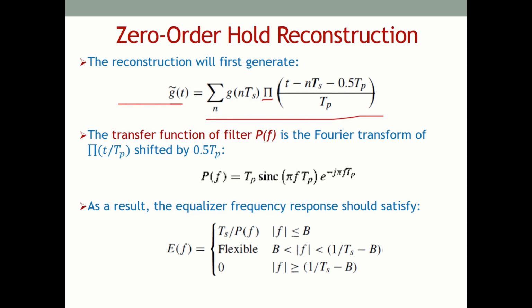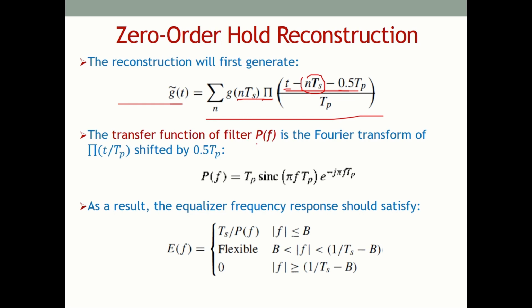Previously we had a delta here for impulse train sampling, but now we have a rectangle. T minus 0.5 TP, we have already discussed this. Why do we have them? NTS is because now the rectangle is repeating at every instant of NTS, right?